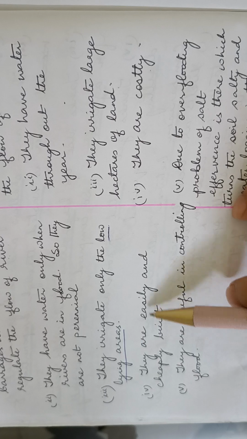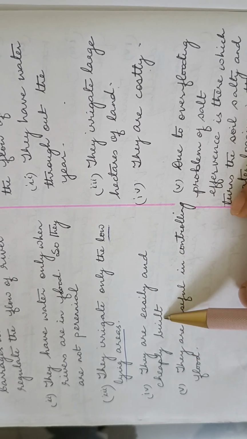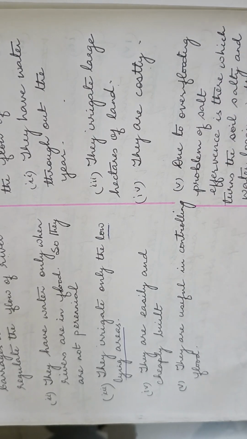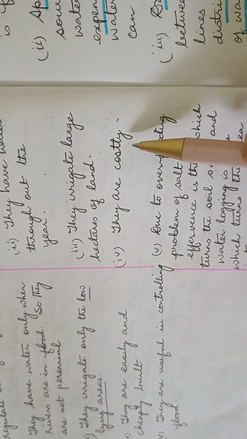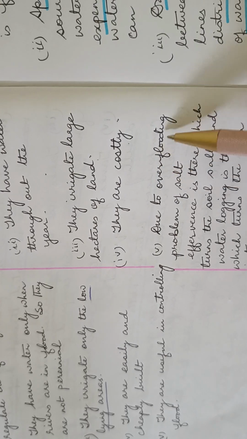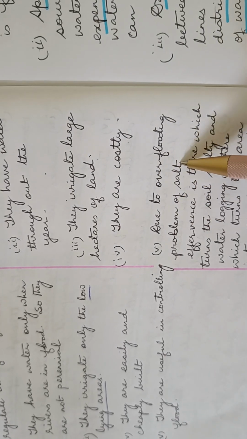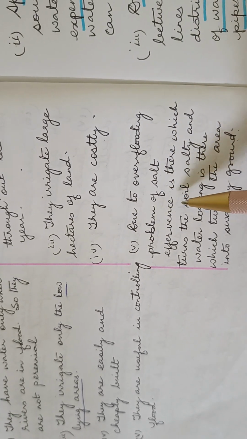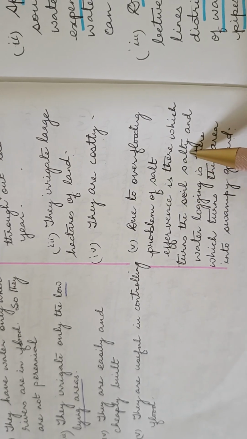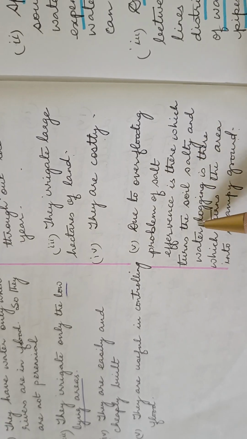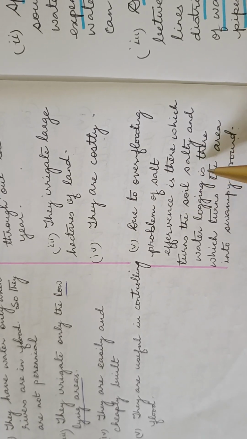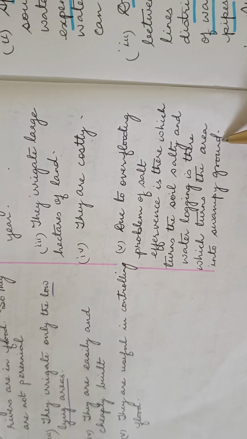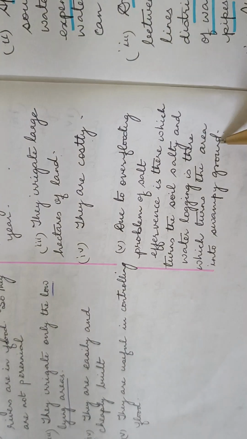Advantages of inundation canal: they are easily and cheaply built, and they are very useful in controlling flood. Disadvantages of perennial canal: they are costly. Now, due to overflooding, there can be a problem of salt efflorescence. And if there is a problem of salt efflorescence, then the topsoil becomes salty, which is not suitable for cultivation. And waterlogging is another problem. Waterlogging turns the area into swampy ground. This becomes a breeding place for mosquitoes.